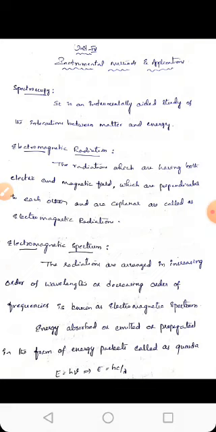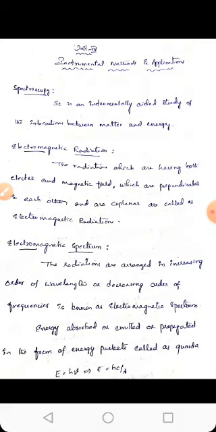Then coming to the electromagnetic spectrum. The arrangement of all types of electromagnetic radiations in order of their increasing wavelengths or decreasing frequencies is known as the electromagnetic spectrum. Electromagnetic radiations are absorbed, emitted or propagated in the form of energy packets called quanta or photons. Each photon has an energy E equal to hν, that equals hc by λ, where h is Planck's constant and λ is the wavelength.